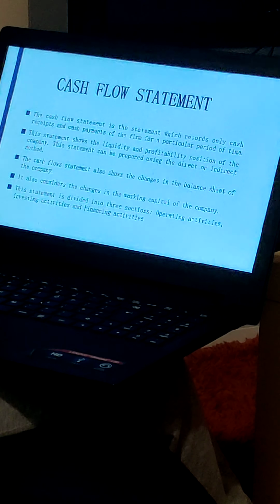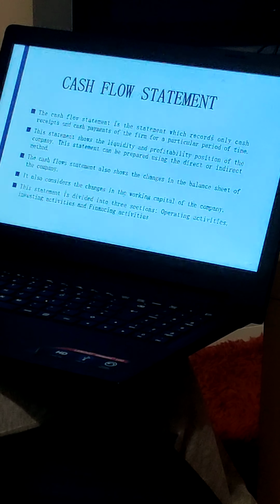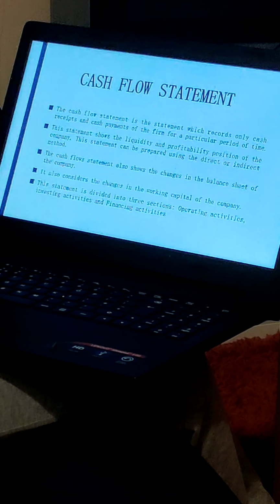This statement is divided into three sections. First, the operating activities, second, investing activities, and third, the financing activities.